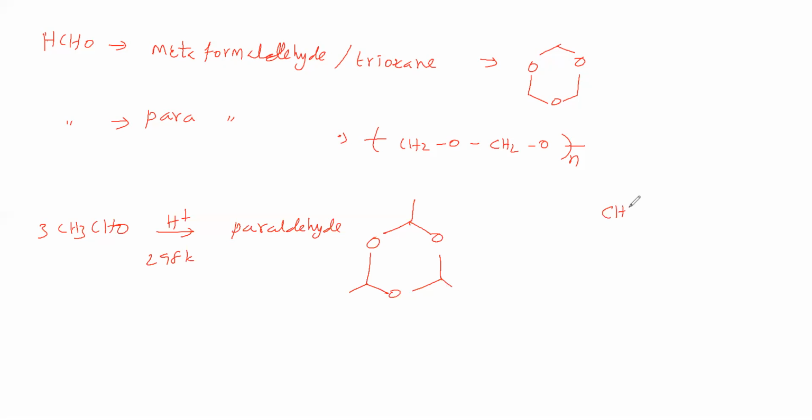Now acetaldehyde we will write as CH3, CH double bond O. Next acetaldehyde we are writing like this. So how the bond shift takes place, we will see. The pi bond shifts in between oxygen and carbon. We will get this, and we are getting this paraldehyde.